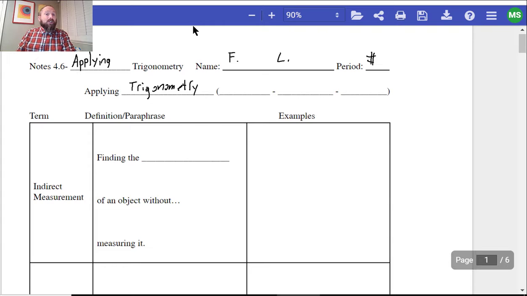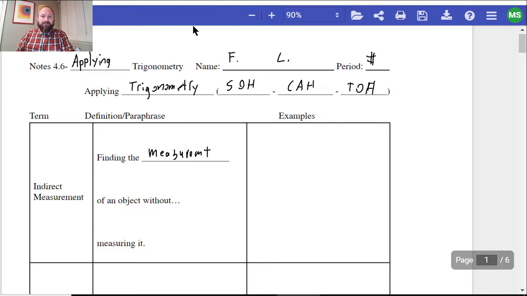Understanding that we're doing so, SOHCAHTOA. Remember, SOHCAHTOA. So once again, we're dealing with indirect measurement. Finding the measurement of an object without measuring it.